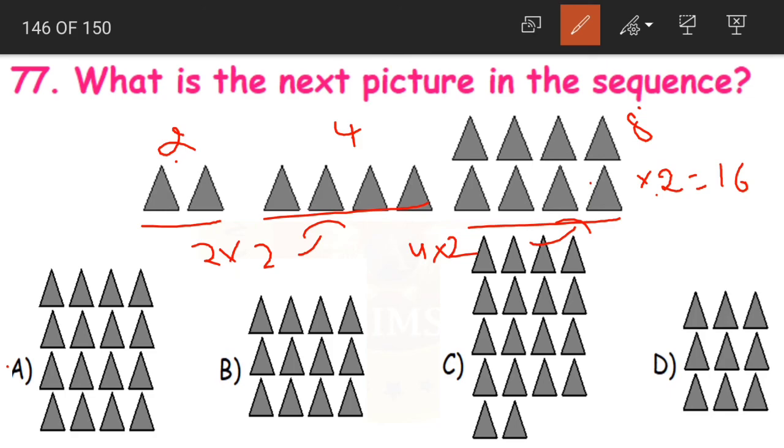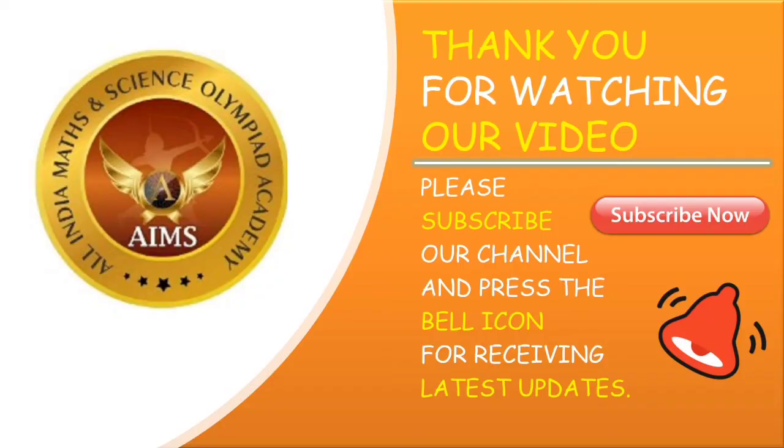So from the given options, which is the correct one? Option A, 4, 8, 12 and 16. Option A has 16 triangles. So option A is the correct answer here, children.